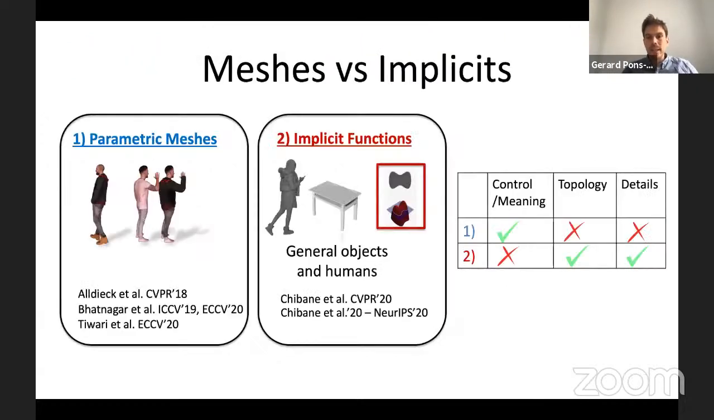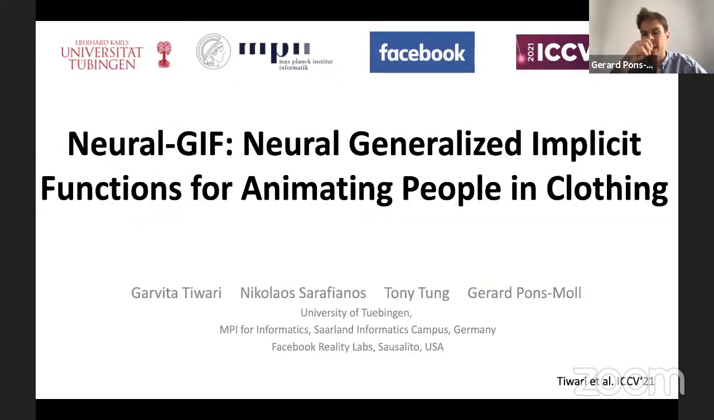Okay, so look at this table, and I'm showing here control and meaning. I'm flagging implicit functions as bad, no control. This slide I did last year, and I think things are changing now. And this is what I want to present now, which is called Neural-GIF, neural generalized implicit functions for animating people in clothing. This is an ICCV paper.